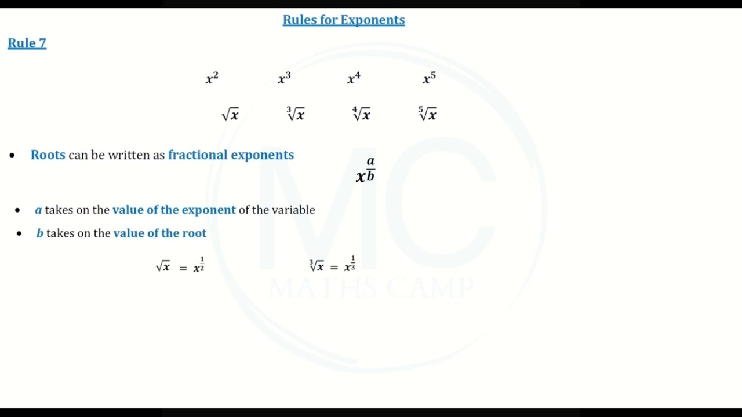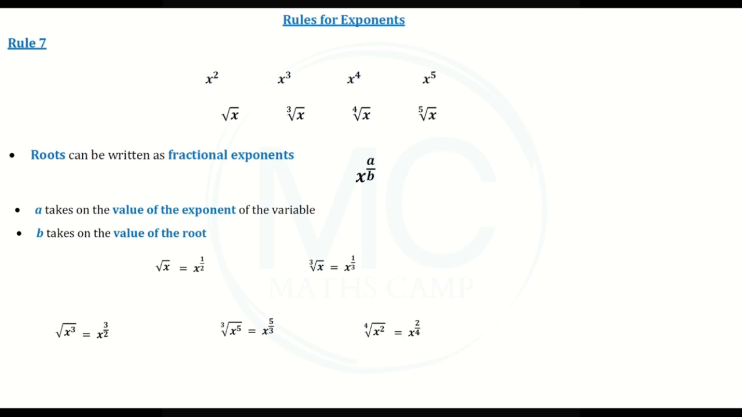These rules also apply to variables that have existing exponents. What about the square root of x cubed? x cubed, so we know that 3 is the value of the exponent, and there's a square root, so 2 is the value of the root. So we get x to the power of 3 over 2. What about the cube root of x to the power of 5? 5 is the value of the exponent, and 3 is the value of the root. So we get x to the power of 5 over 3. Let's do one more. What about root 4 of x squared? 2 is our exponent, and 4 is the value of the root. So we get x to the power of 2 over 4.